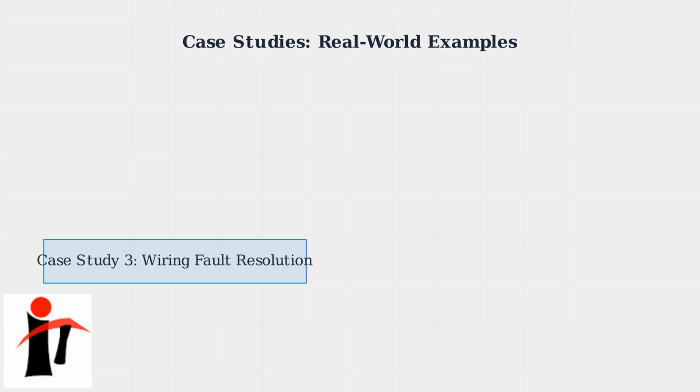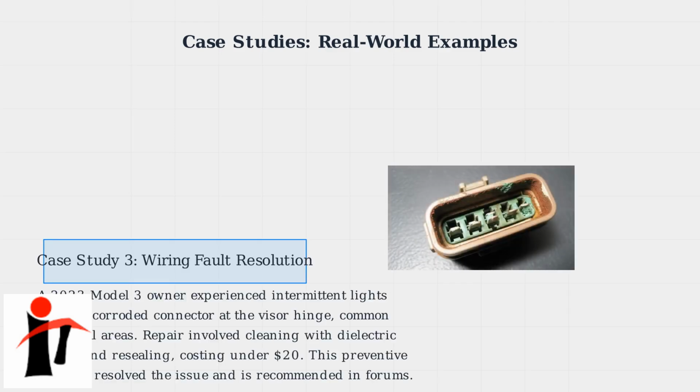Our final case study features a 2023 Model 3 with intermittent vanity lights caused by corrosion on the visor hinge connector, a common issue in humid or coastal environments. The owner cleaned the connector with dielectric grease and resealed it, costing less than $20. This simple preventive maintenance resolved the problem and is widely recommended in Tesla owner forums.